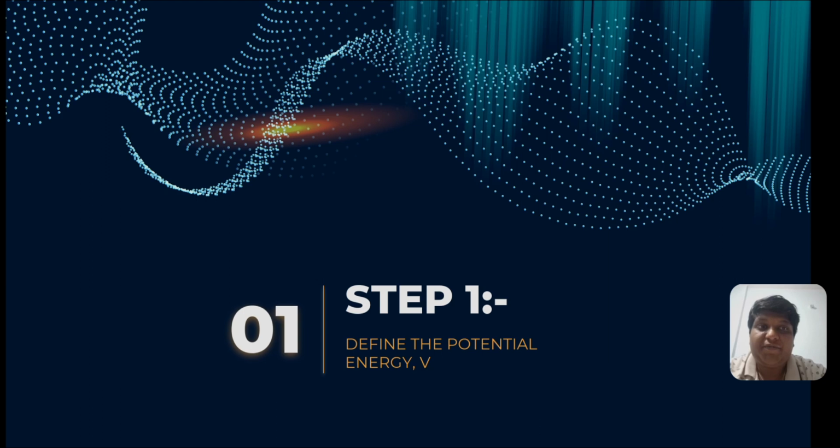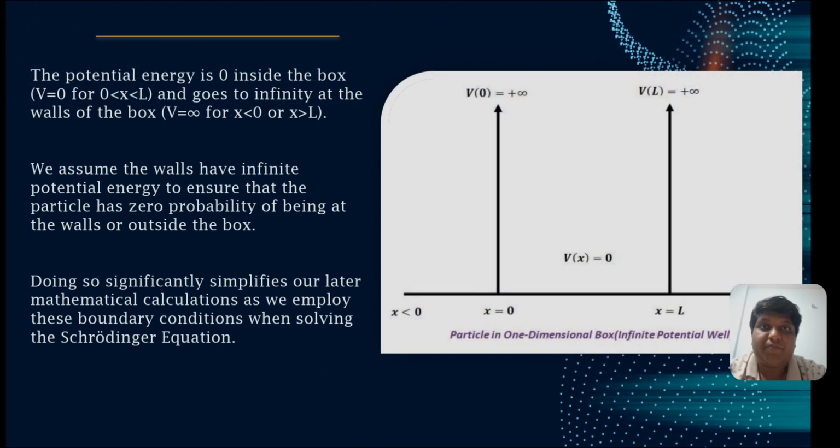Step 1. Define the potential energy V. The potential energy is 0 inside the box where V is equal to 0, 0 is less than x and x is less than L, and goes to infinity at the walls of the box. V is equal to infinity for x is less than 0 or x is greater than L.